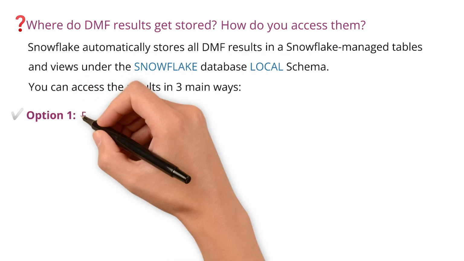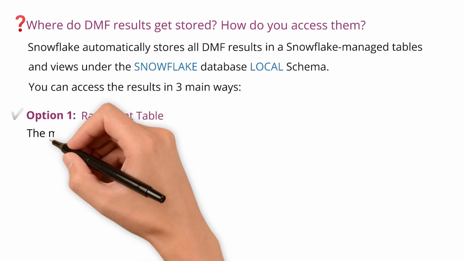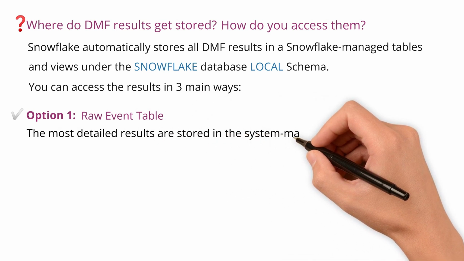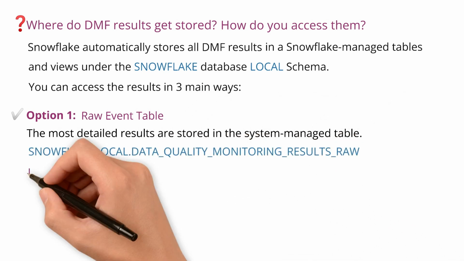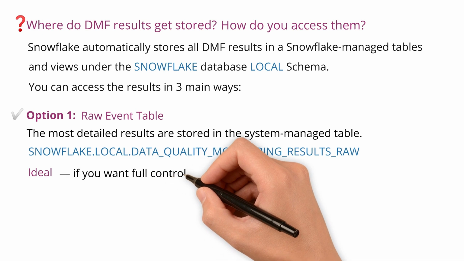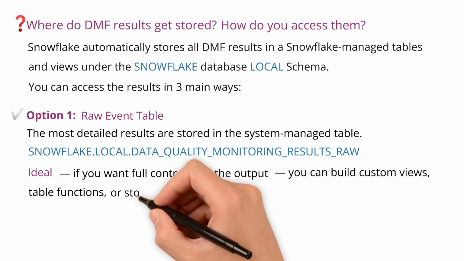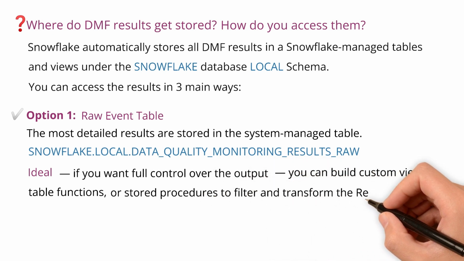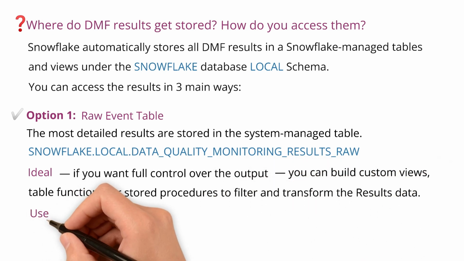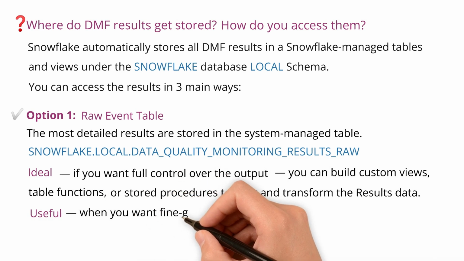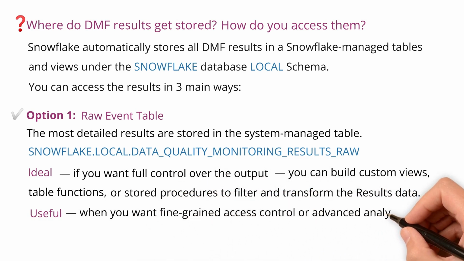Option 1, raw event table. The most detailed results are stored in the system managed table. This is ideal if you want full control over the output. You can build custom views, table functions, or stored procedures to filter and transform the results data. It's especially useful when you want fine-grained access control or advanced analysis.